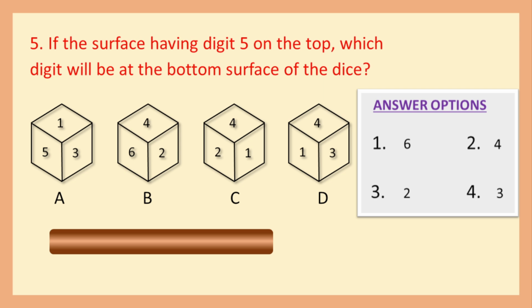If the surface having digit 5 is on the top, which digit will be on the bottom surface of the die?